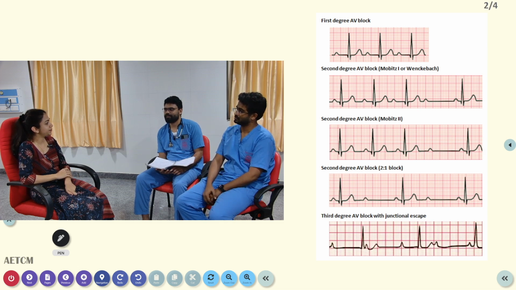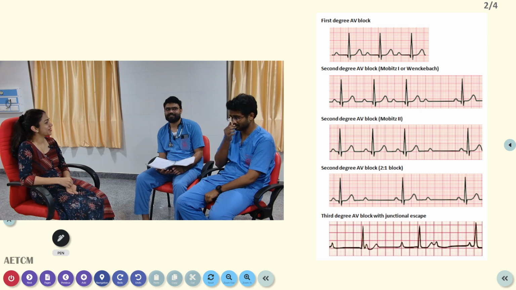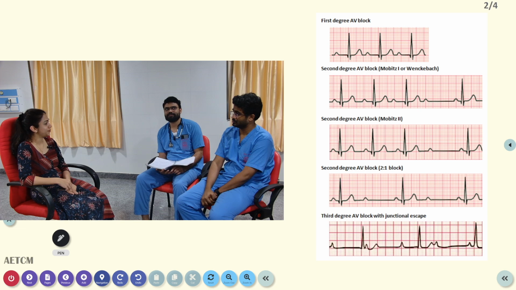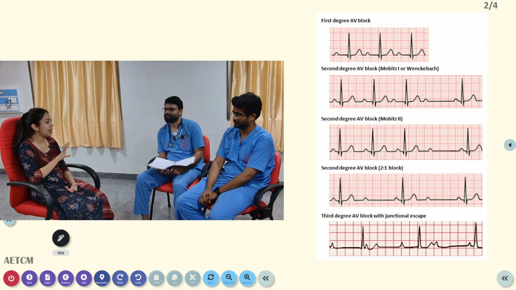Then irregular? Mobitz type 1 and type 2 are irregular. Complete heart block is regular. Then variable second degree heart block. All the second degree heart blocks, along with AF with a controlled or slow ventricular rate, are irregular. Okay.